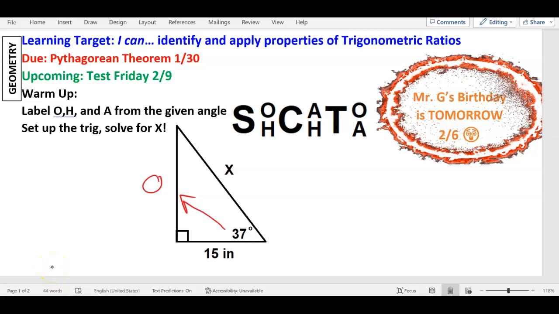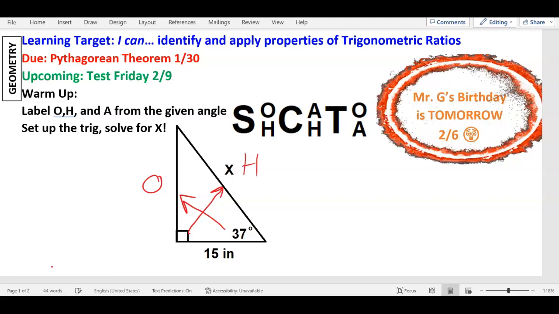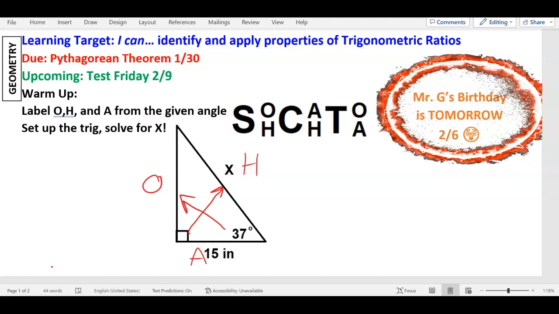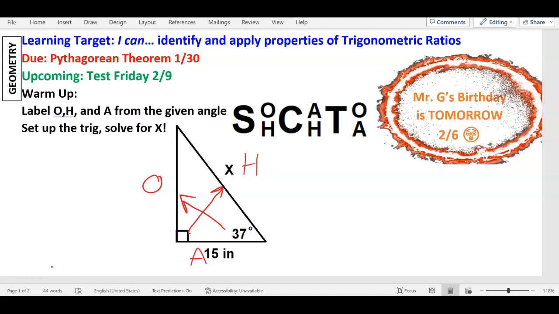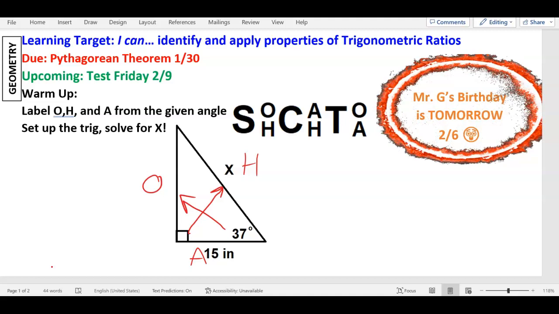We labeled O across from the angle that they gave us, and then across from 90, we have to label the H, and then your leftover side is the A for adjacent. You have to be able to label OHA. Which one is not labeled, O, H, or A? Yeah, O. O has nothing there, right? Scratch it out.